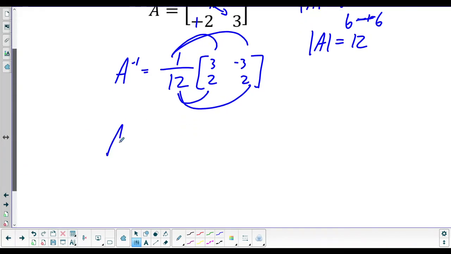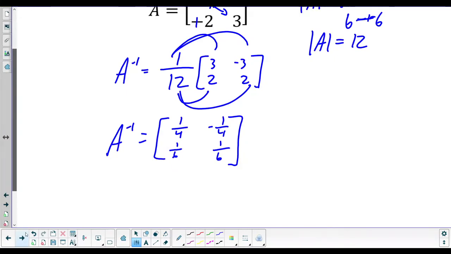So the inverse of A is equal to 3 over 12. It's the same thing as 1 over 4. Negative 3 over 12 is just negative 1 over 4. 2 over 12 is 1 over 6. And 2 over 12 is still 1 over 6. So this is our inverse matrix. If I multiply this to something that A has been multiplied to, it'll go back to what it started as. All right, so there's our inverse of 2 by 2s.